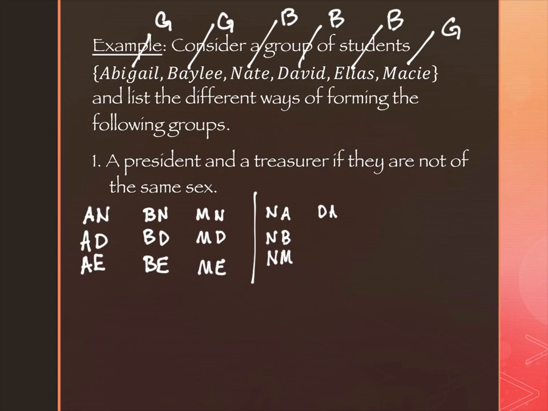David and Abigail, David and Bailey, David and Macy, or Elias and Abigail, Elias and Bailey, Elias and Macy. Okay, does that make sense? Because we're actually talking about this in terms of counting, how many are there? 18. So there are 18 different ways that we could have a boy and girl treasurer and president where they don't match. Right? One of each. Okay, does that make sense?